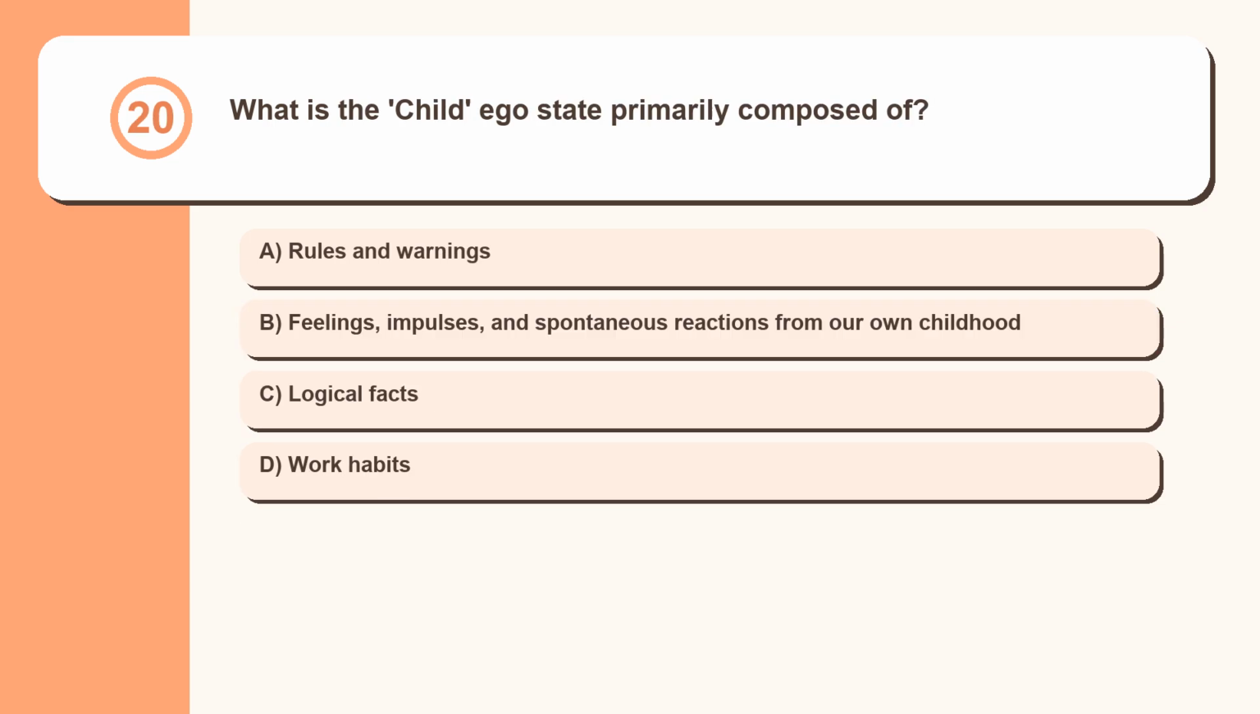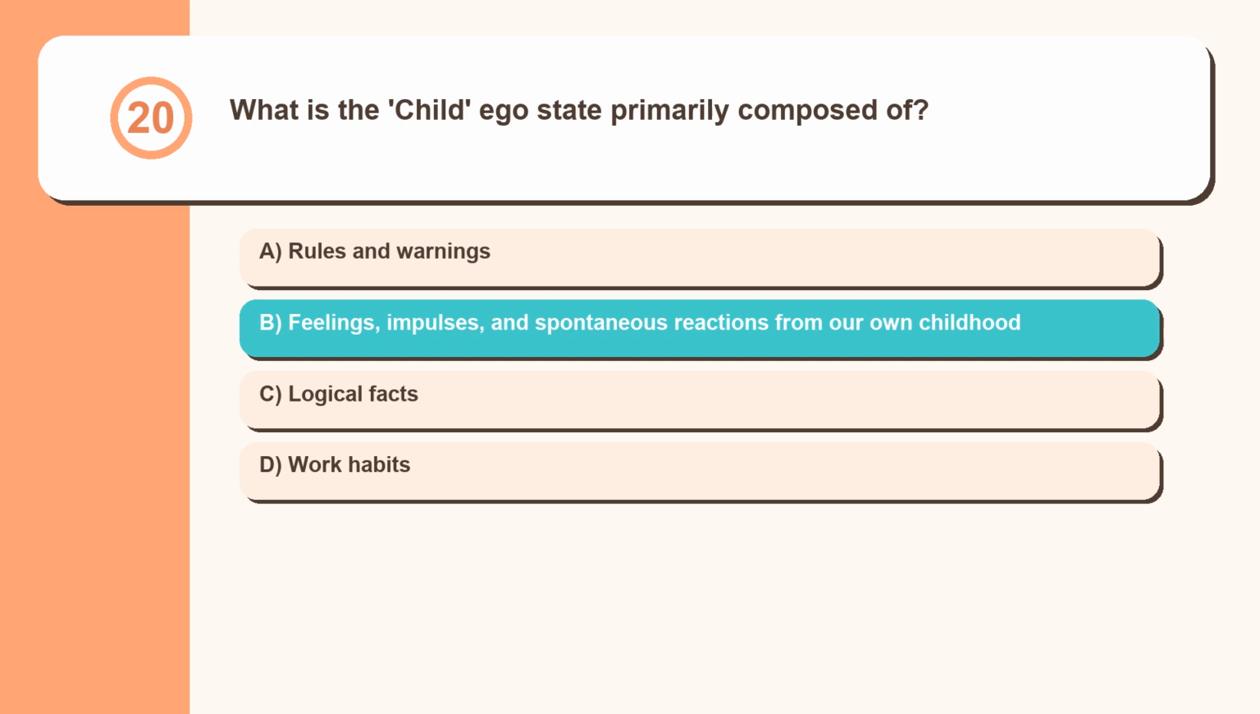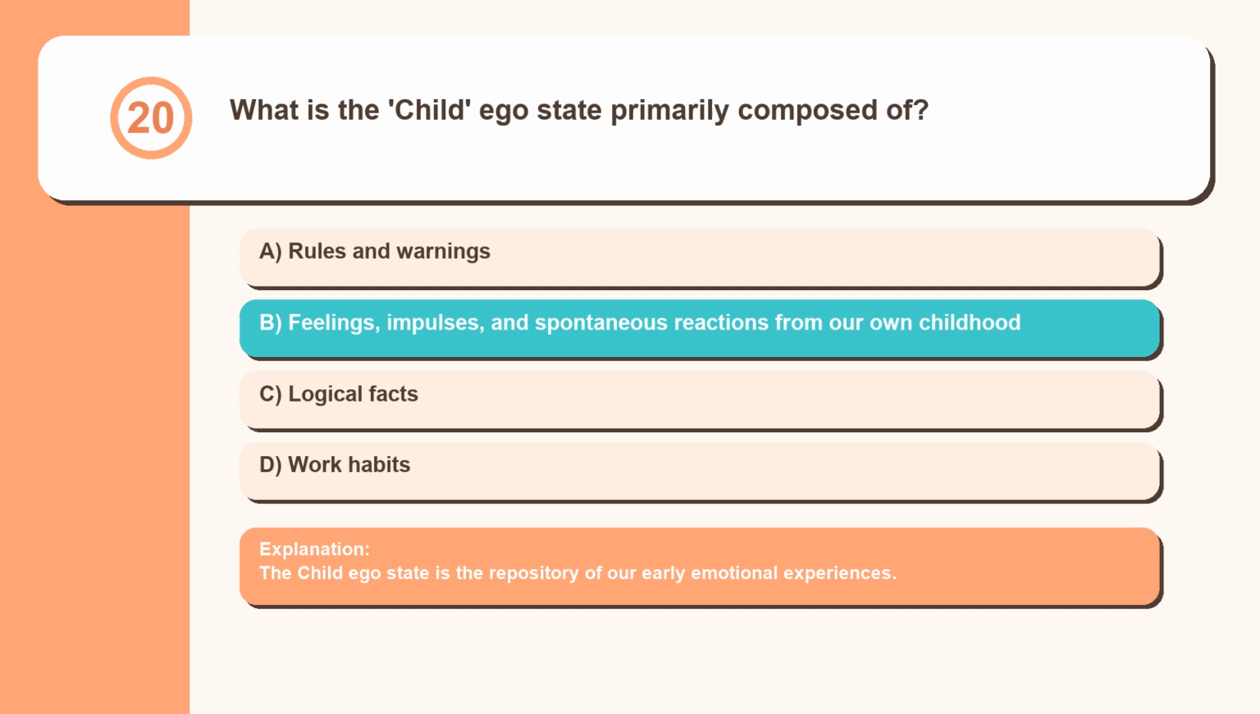Question 20. What is the child ego state primarily composed of? Rules and warnings; feelings, impulses, and spontaneous reactions from our own childhood; logical facts; work habits. The child ego state is the repository of our early emotional experiences.